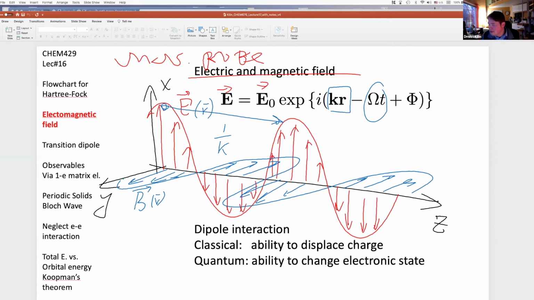Let me ask what you see on this slide and how you interpret it. May I ask Lina? Yes. So I see a light wave, which is the electric field perpendicular to the magnetic field, and this is the equation that expresses the electric field.